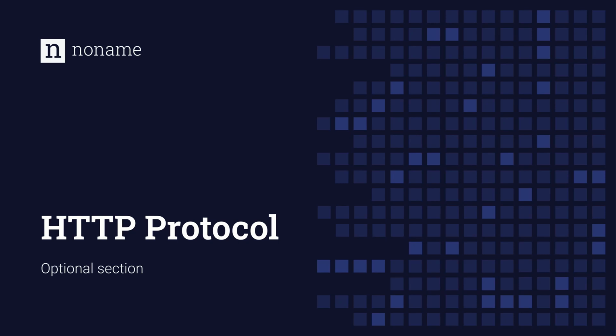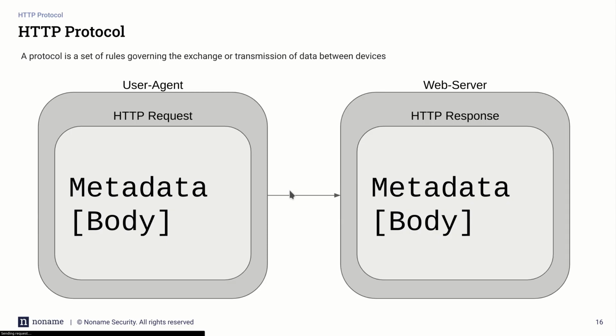Primarily because the HTTP protocol is at the core of all APIs, at least all the modern APIs that we're going to talk about in this course. Understanding the HTTP protocol is going to help you better understand the different APIs. The HTTP protocol, and by protocol, we mean a set of rules governing the exchange or transmission of data between devices, at least the protocol in computing.